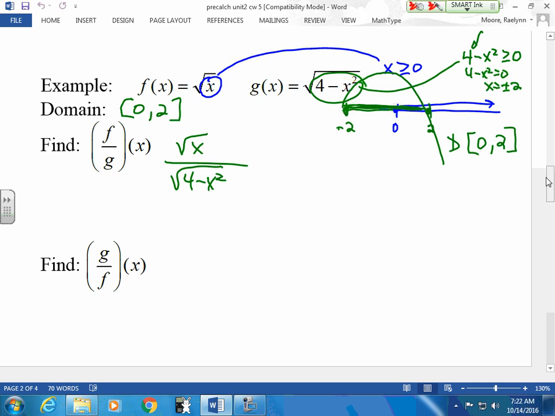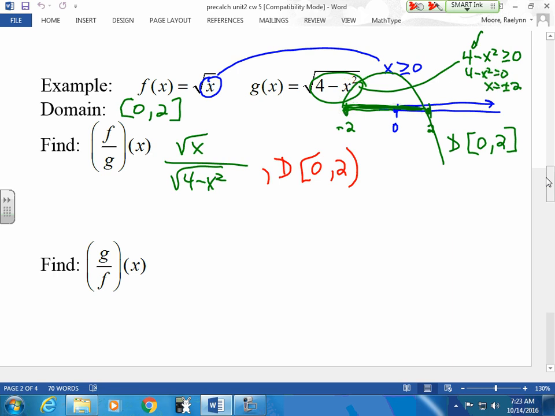My domain has to say 0 to 2. I have to change my domain because we threw one more restriction in there. Now sometimes you don't have to change your domain. If this one had a radical and this one was a line, and this one ended up in your denominator, you might just have to look to see. Let's keep this a parabola.